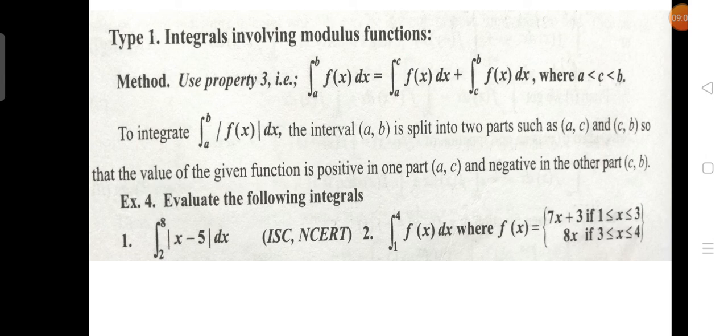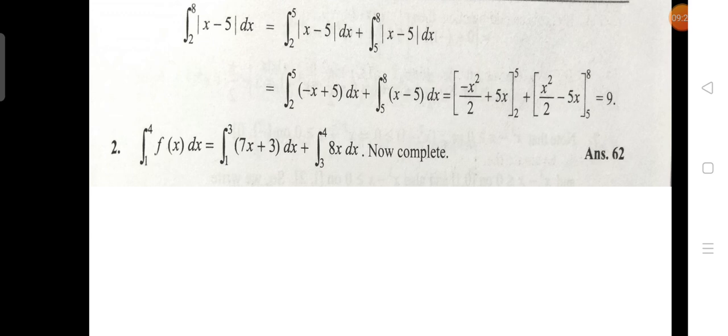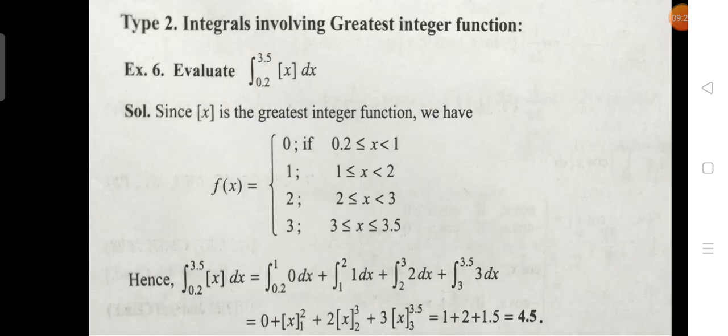Similarly, the second question has f of x is 7x plus 3 if 1 is less than or equal to x less than or equal to 3, and 8x if 3 is less than or equal to x less than or equal to 4. So exactly the upper limit and lower limit are given. So the integral from 1 to 4 is the integral from 1 to 3 plus the integral from 3 to 4. So that is the function. And type 2 is problems which involve the greatest integer function.